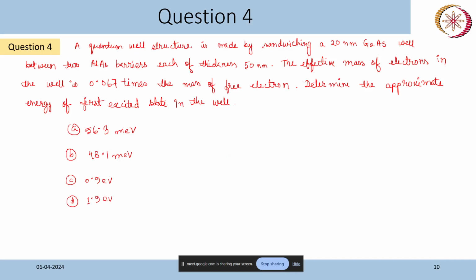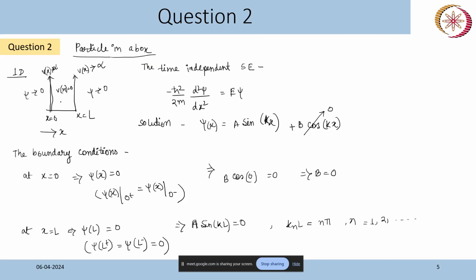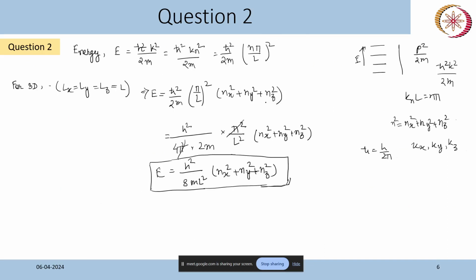So the question is on quantum well structure. This is a numerical, but the concept is the same as we discussed in the second question. Like this. So this is a quantum well. So we will use this expression basically, but the question is on 1D, like it is a quantum well, so it is a 1D case, but the expression for energy will be something like this.